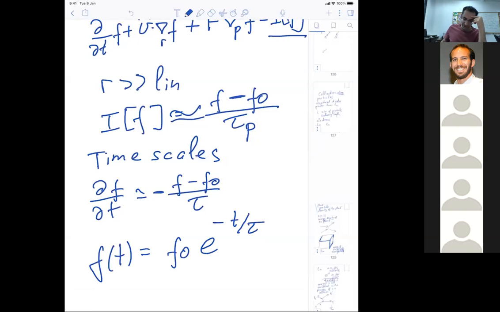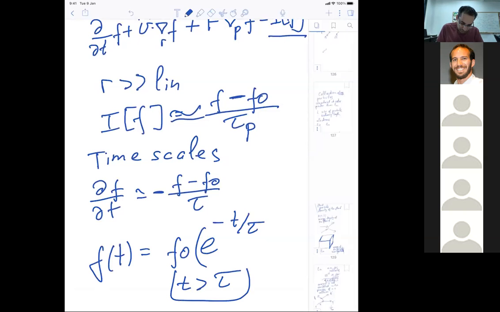So at what scales do collisions change the distribution function? At what time scales do they change the distribution function? Then at time scales larger than tau. Correct. So for times smaller than tau, we can essentially ignore collisions. For times longer than tau, collisions are very important.